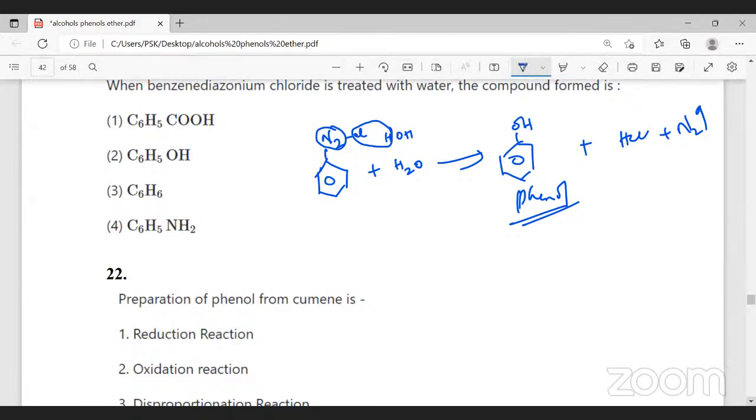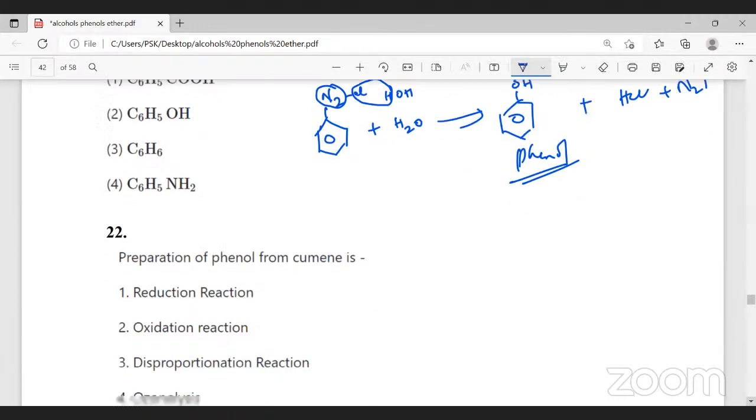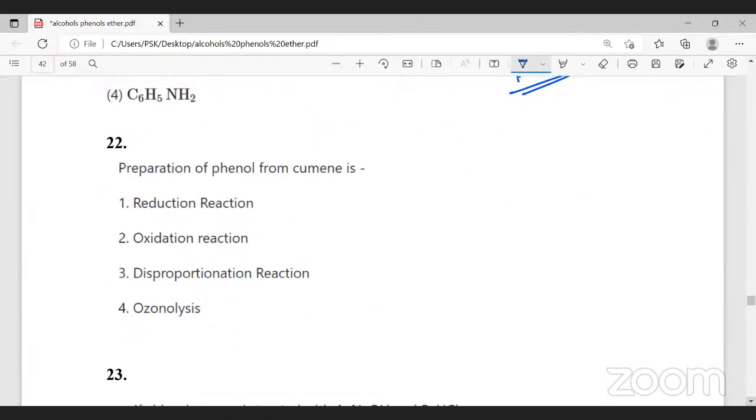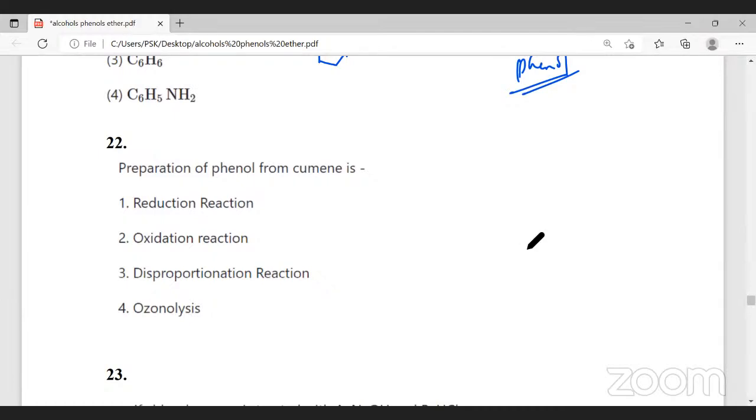The next question. Preparation of phenol from cumene is a reduction reaction, oxidation reaction, disproportionation reaction, or ozonolysis? The cumene process I have taught you in 3 steps in the previous classes, so you can just go through that reaction. The preparation of phenol from cumene is an oxidation reaction because it happens only in the presence of oxygen, or in the presence of air. Therefore, it is an example of an oxidation reaction. The next question, 23rd question.